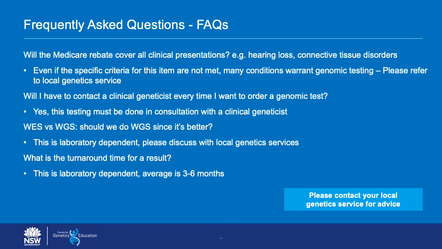Whole exome sequencing versus whole genome sequencing. Should we do whole genome sequencing since it's better? This is laboratory dependent. Please discuss with your local genetic service. What is the turnaround time for a result? This is laboratory dependent, but the average is about 3 to 6 months.